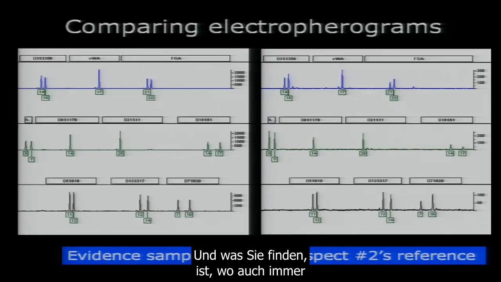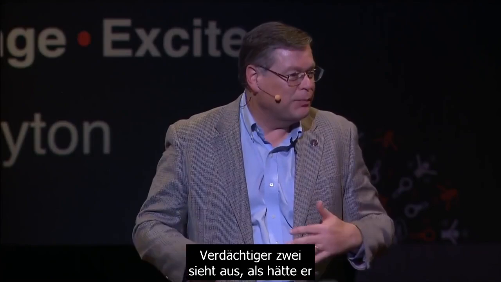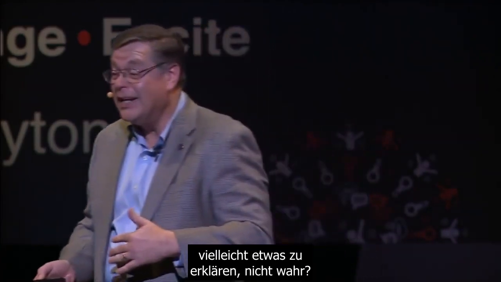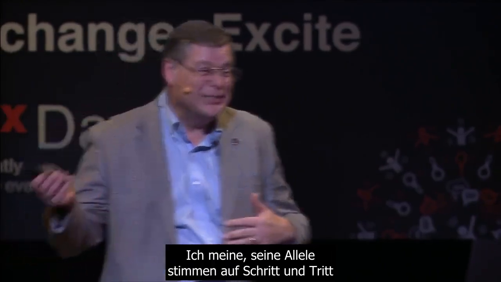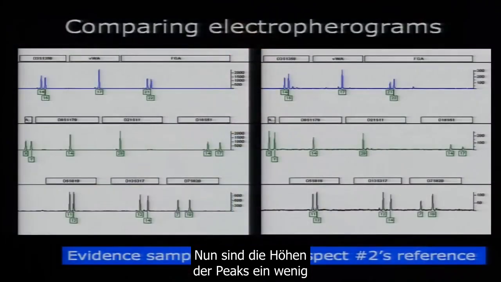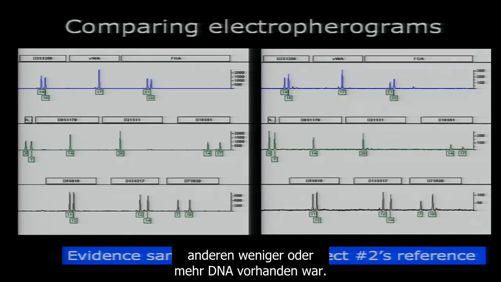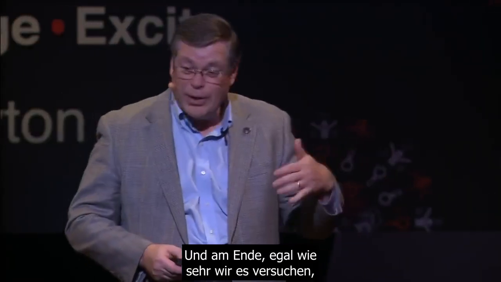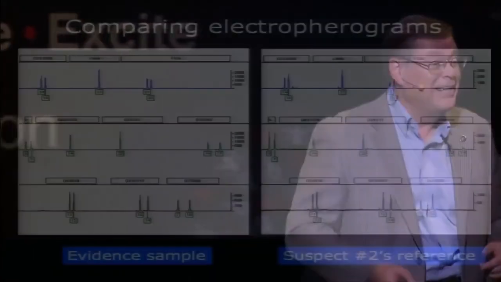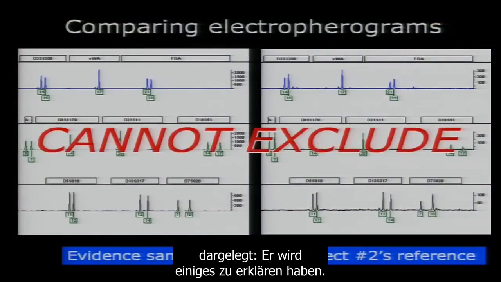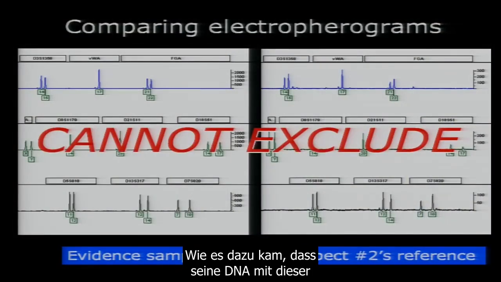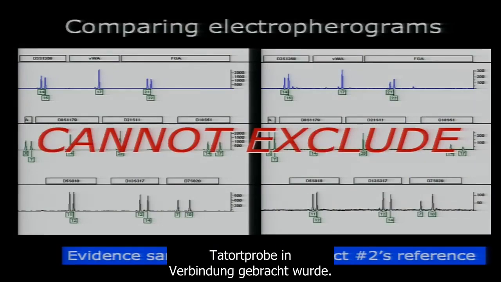And what you're finding is wherever you do a comparison now, suspect 2 looks like he may have some explaining to do, doesn't it? Right? I mean, his alleles are matching those that you see in the evidence sample at every turn. Now, the heights of the peaks are a little bit different, but that just tells us that there was less DNA or more DNA in one sample relative to another. The important thing is the alleles are all matching up. And so at the end, no matter how hard we try, we fail to exclude suspect 2 as a possible contributor. And again, I've already given you the bottom line. He's going to have some explaining to do, how it is his DNA came to be associated with this crime scene sample.